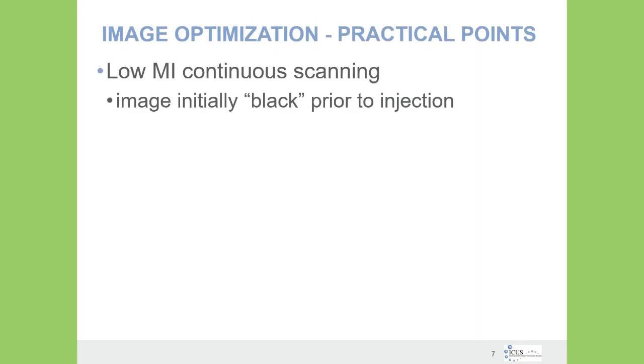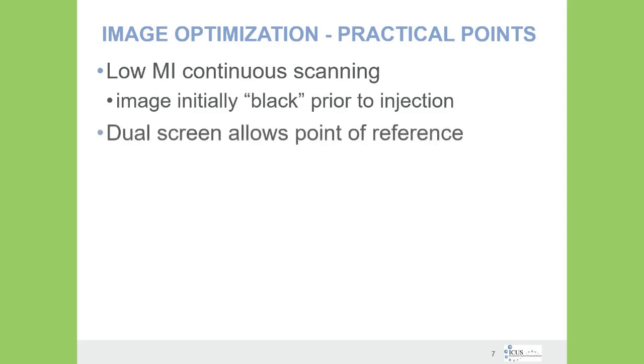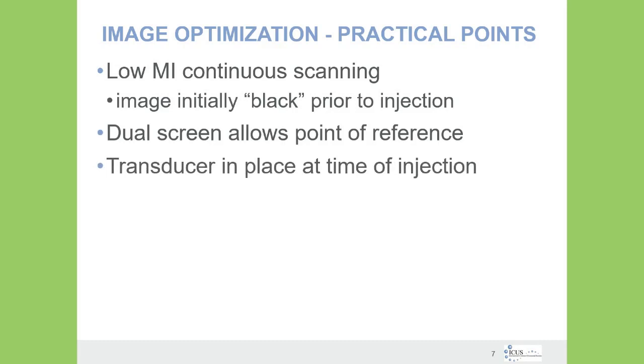The image will initially be black on the side where we're going to look at contrast agents prior to injection. We're usually going to use a dual screen because this allows us to have a point of reference. Because one side is already black, we want to be sure that we're in the right plane when we do the injection. We will have the transducer in place at the time of injection, and this is really important because we have a very short time window, about 10 to 20 seconds after injection, before the contrast agent will appear on the image. So we need to be sure that our transducer is in place and where we want to evaluate a lesion prior to the time the injection actually occurs.